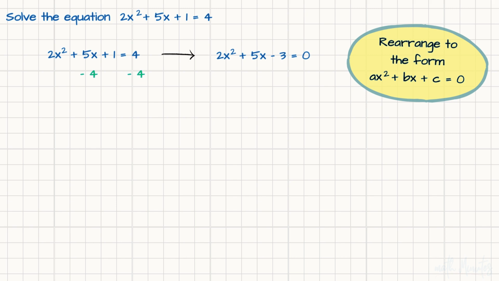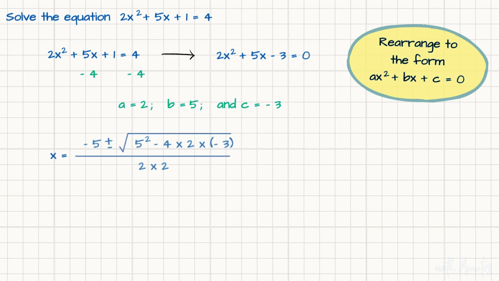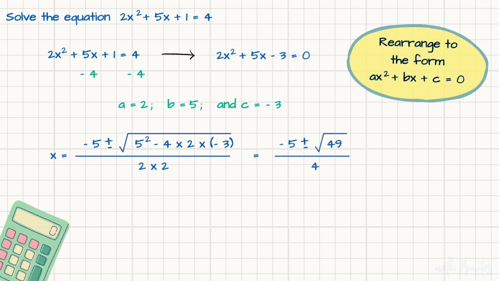Now, to use the quadratic formula, we first need to identify the values of a, b and c. In this case, a equals 2, b equals 5 and c equals minus 3. We can substitute these values into the quadratic formula. x equals minus 5 plus or minus square root of 5 squared minus 4 times 2 times minus 3, divided by 2 times 2. Simplifying the expression gives us x equals minus 5 plus or minus square root of 49 divided by 4. So x equals minus 5 plus or minus 7 divided by 4.